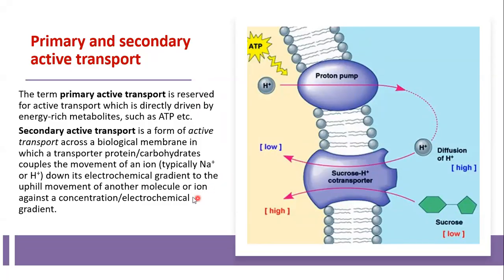So we will continue from where we left. I was just mentioning that this is the primary active transport, that the protons are directly transported from inside to outside by using the ATP, which is called the primary active transport. And the gradient developed by this primary active transport is utilized for the further movement of ions and sucrose across the membrane. So this is called secondary active transport.